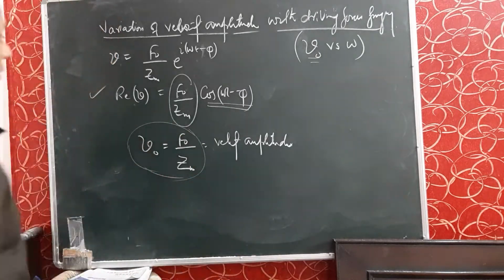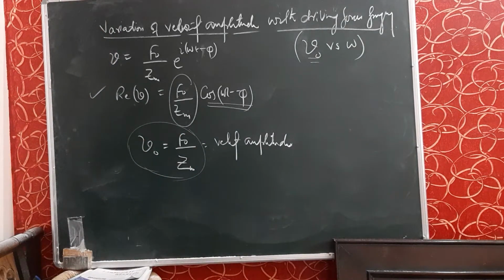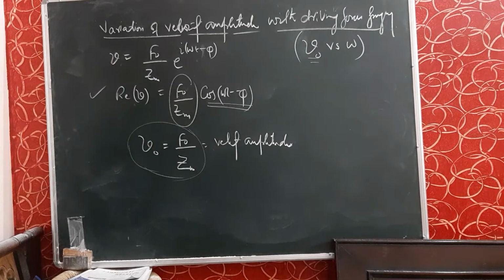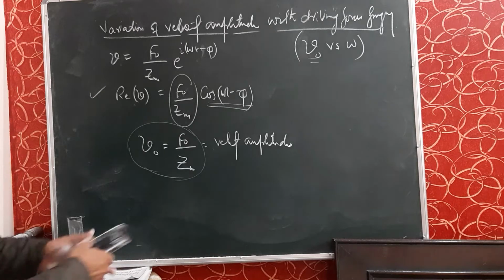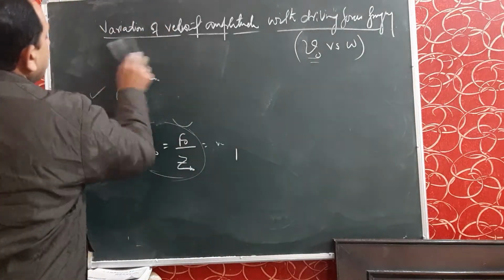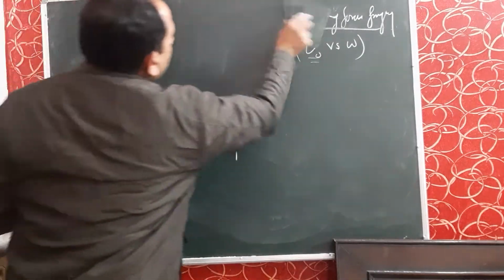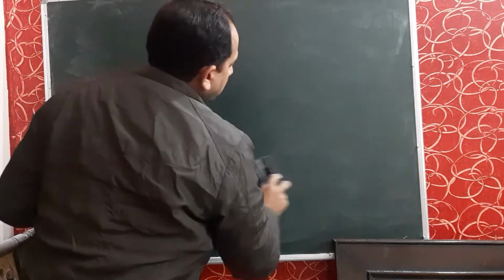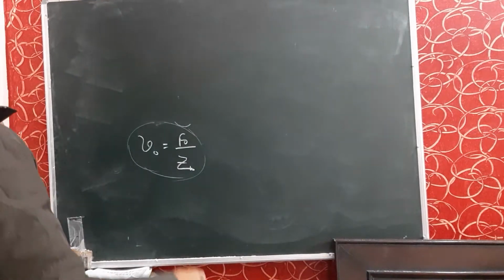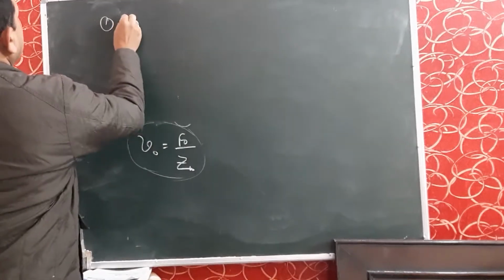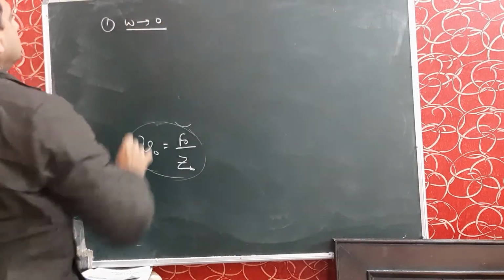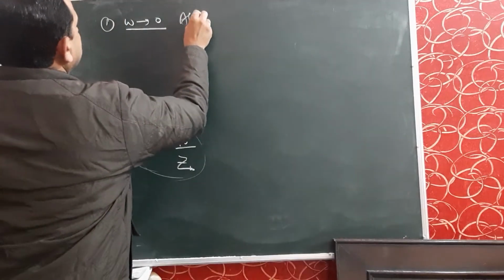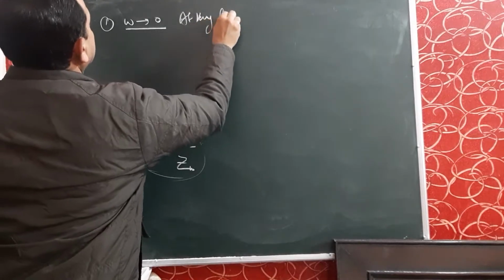Now, we will discuss the variation of this velocity amplitude V naught with omega. Again, we take three cases of omega. First, omega tends to 0; second, omega tends to infinity; and third, omega tends to omega naught, or the resonance frequency. In the first case, omega tends to 0, that is, at very low frequencies.